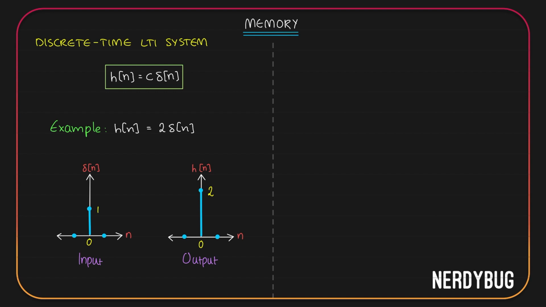So impulse response for a discrete time LTI system which is memoryless will always be of this form, some constant multiplied by delta of n. Since the input is delta of n which has non-zero value only at 0, the output should only have some non-zero value at 0. And in general we can call that non-zero value C. So we get h of n is C delta of n.